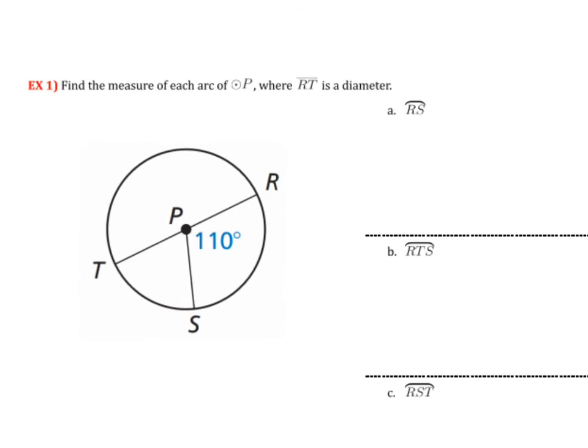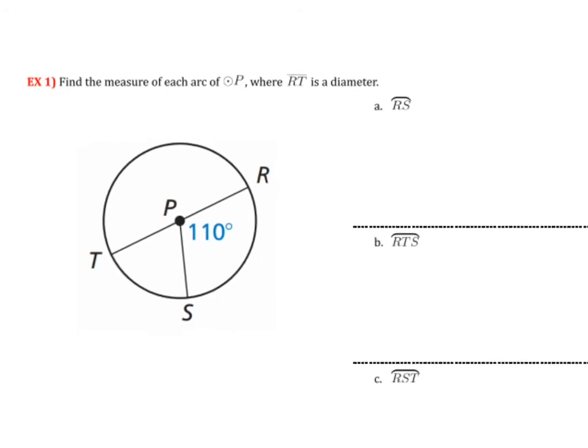All right, so in the problem here, example 1, they want us to find the measure of each arc of circle P. And they tell us that segment RT is a diameter. We'll get to that in just a moment. But first, let's take a look at the arcs they want us to find the measure of. Part A is arc RS.